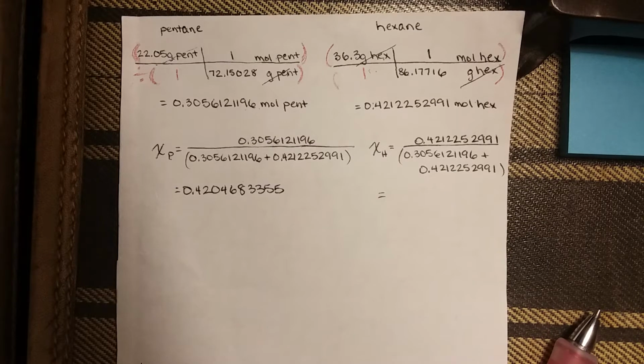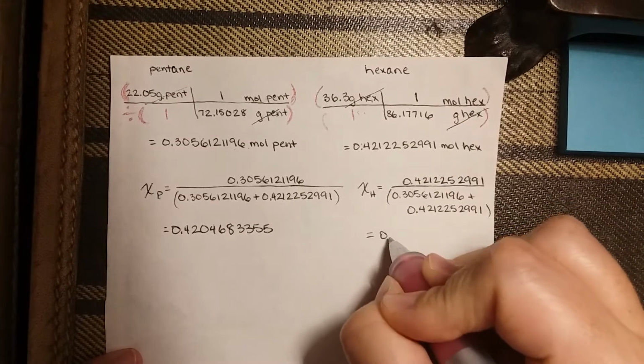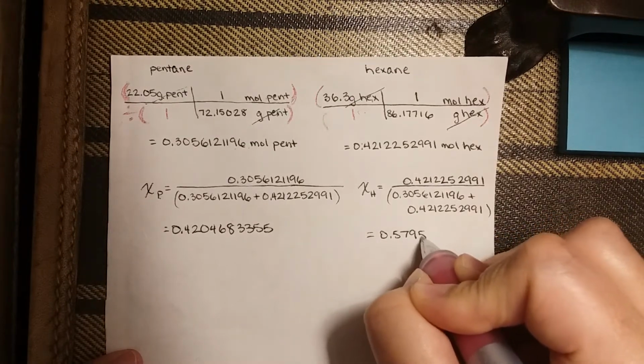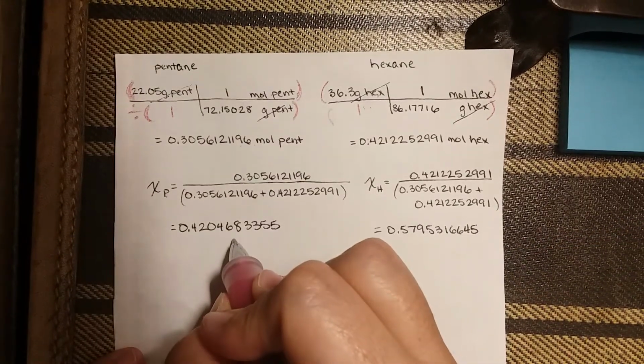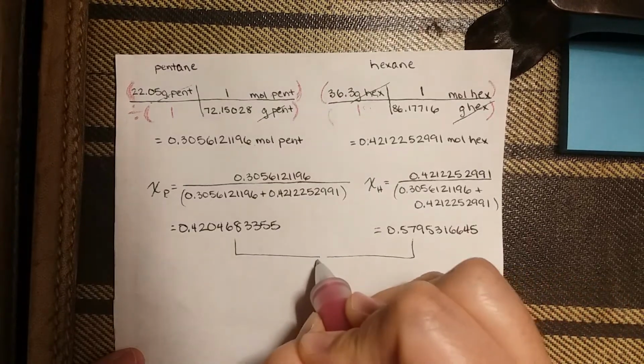And then I'm going to put this one in the calculator. 0.42122529991 divided by, open parenthesis, 0.305612196 plus 0.42122529991, close parenthesis, equals. And I get 0.5795316645.